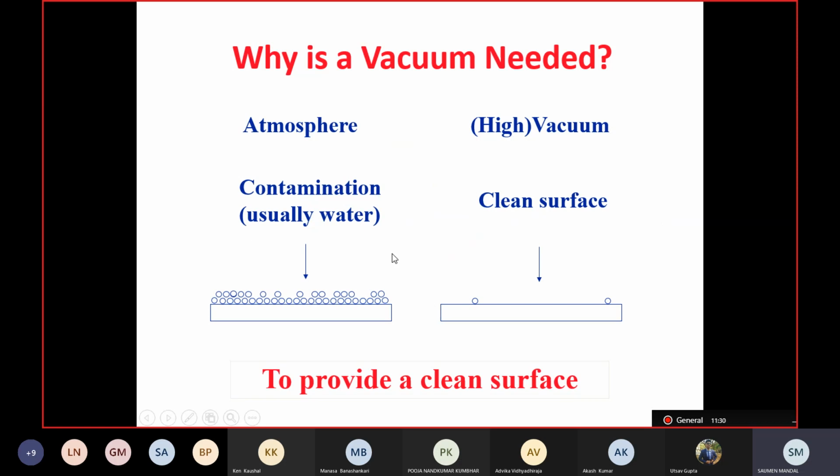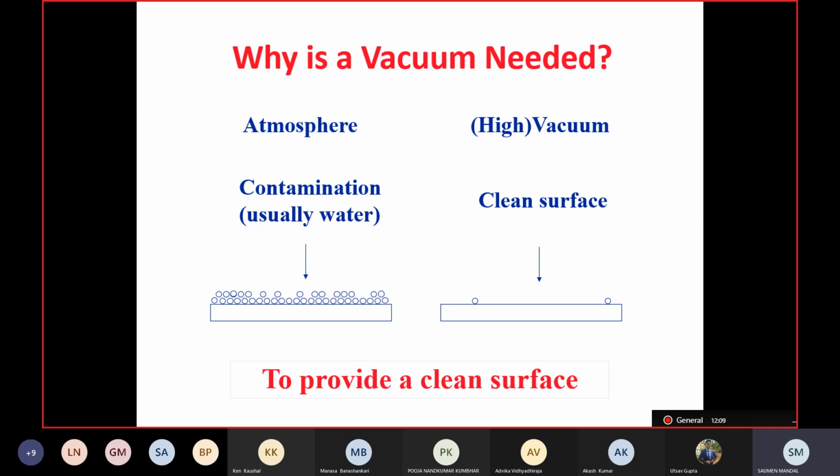Like in atmosphere, if we do a deposition, what will happen is contamination, usually water. I'll give one example. When I was a student in IIT Kanpur, one day I deposited, in a physical vapor deposition unit, one small molecule called pentacene, an organic semiconductor. Then I made one thin film transistor. Then I found that it didn't work. Then I didn't know what the problem was.